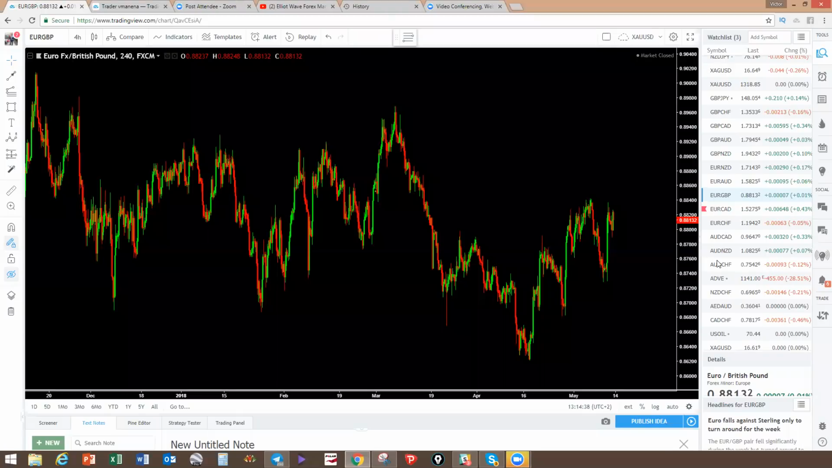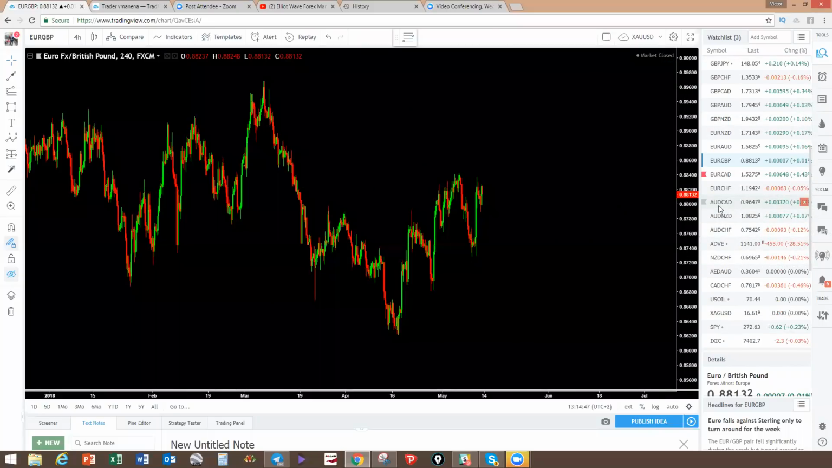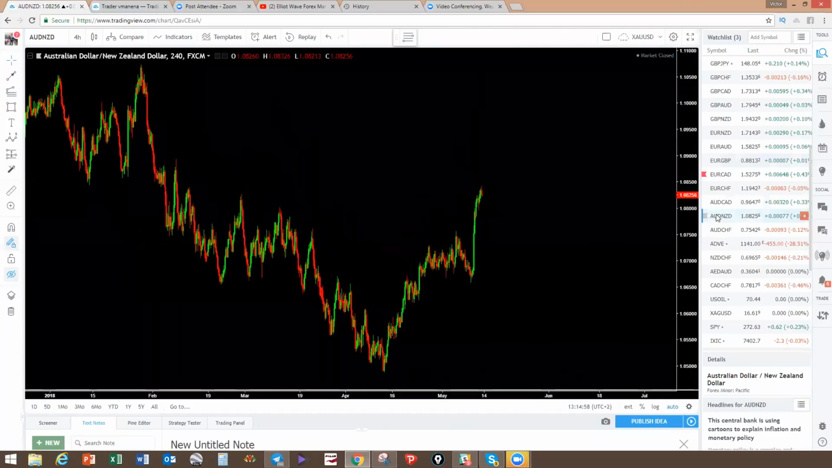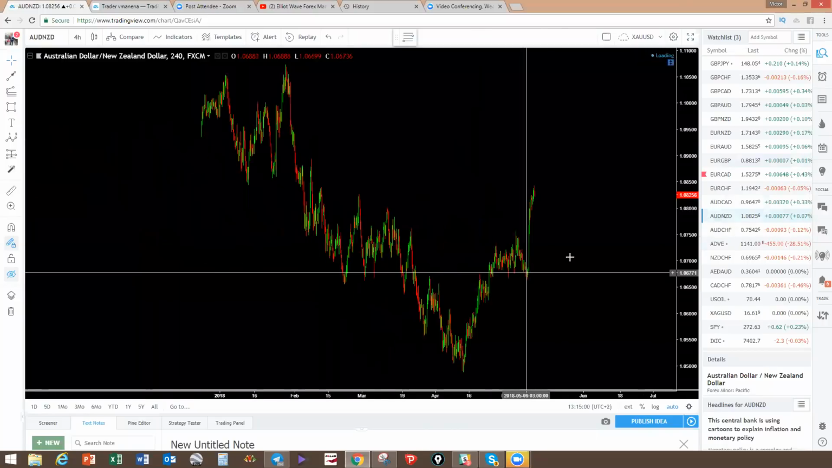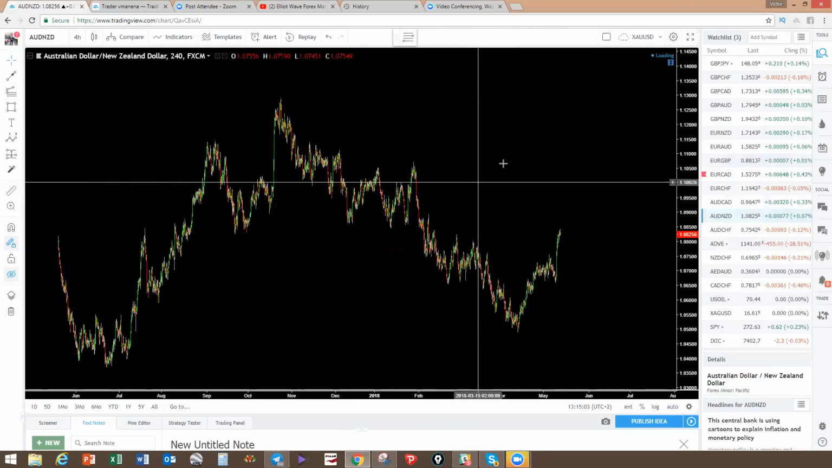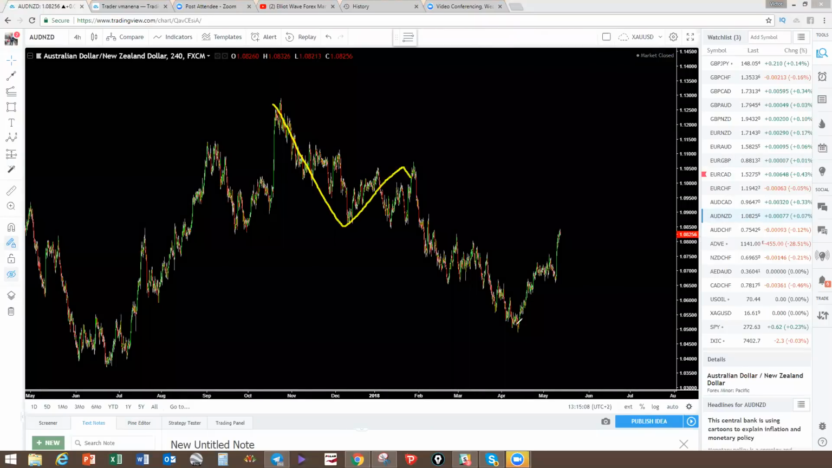That's Euro Pound. I think we're done with all the euros, the pound, the US dollar, silver, gold. So let's look at some of the Aussie pairs, starting with AUD New Zealand. AUD New Zealand, this one is clear. We've got a 3-wave move here.